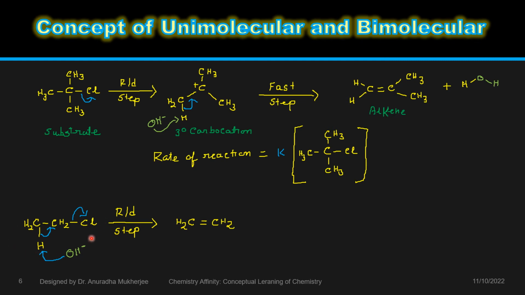Now this one is the example of E2 reaction. So for E2 reaction, similar to SN2 reaction, formation of a stable carbocation is not a factor. So here the leaving group leaves and deprotonation takes place at the same time. It's a concerted process and this step is the RD step. So here the rate of the reaction depends on the concentration of substrate and the base OH minus. So that's why E2 reaction is a bimolecular reaction.